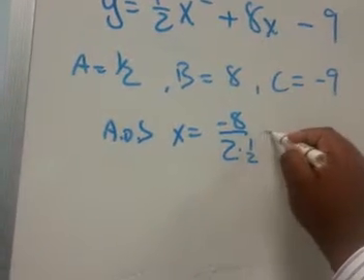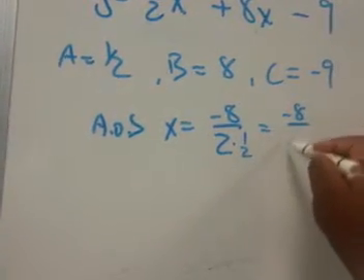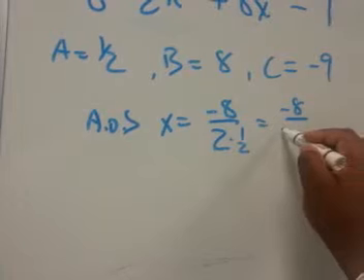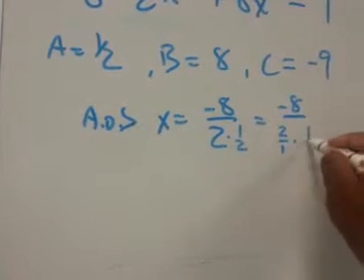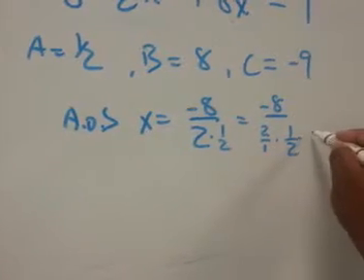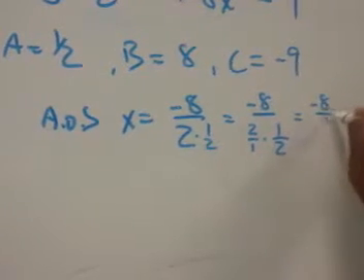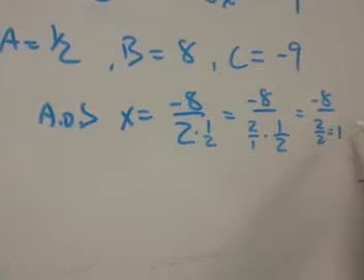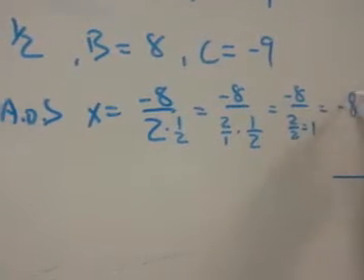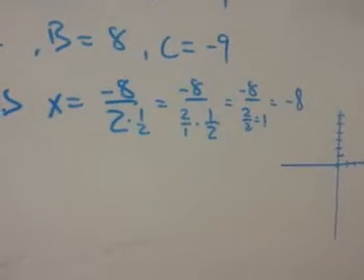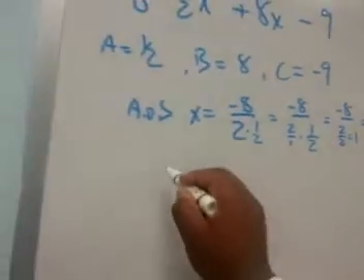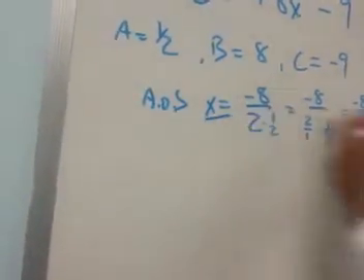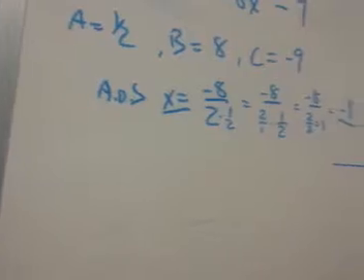Alright, negative 8. 2 times 1/2 is just kind of like 2 over 1 times 1 over 2. That's negative 8 over 2 over 2. That's really just 1, so it's really just negative 8. Okay, hope you see that. So the axis of symmetry is x equals negative 8.